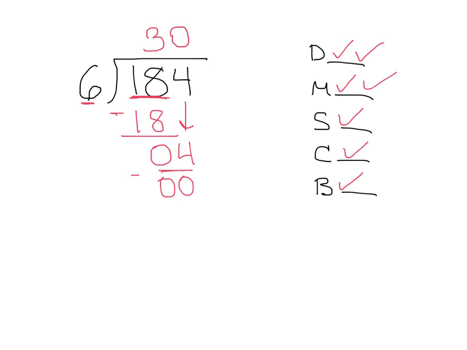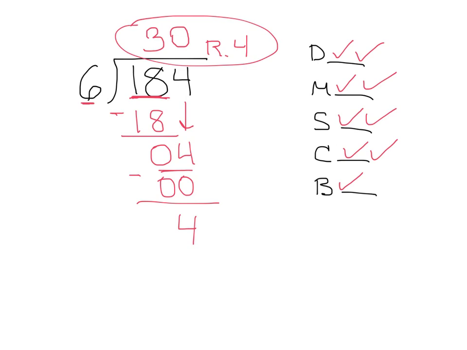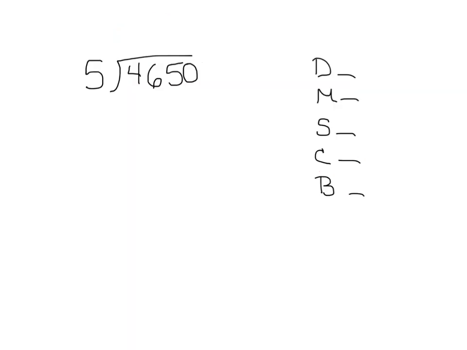Now I need to subtract. 4 minus 0 is 4. Now I check, is 4 smaller than 6? Yep. And now there's nothing to bring down, so the 4 becomes the remainder. Here's my answer. 30, remainder 4. Now I'll try another one.